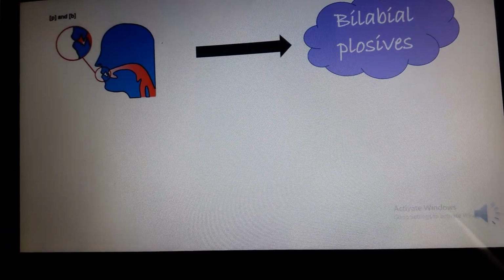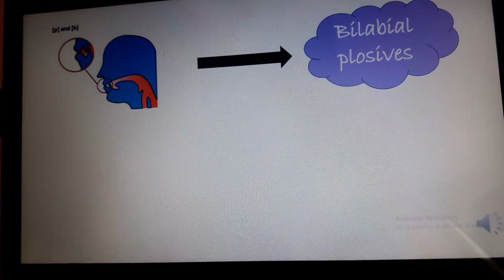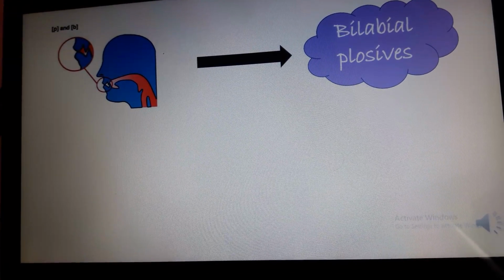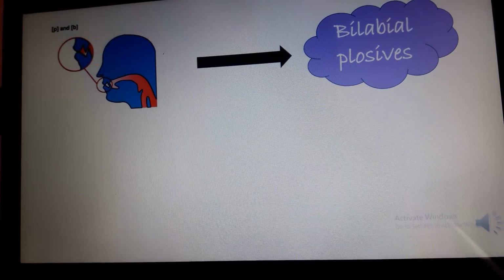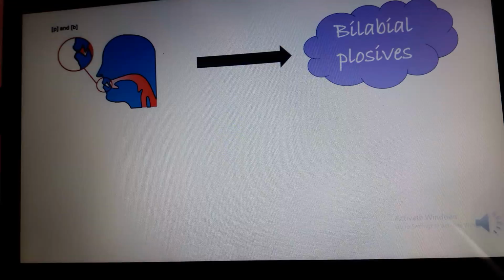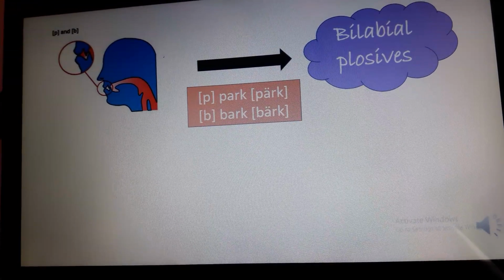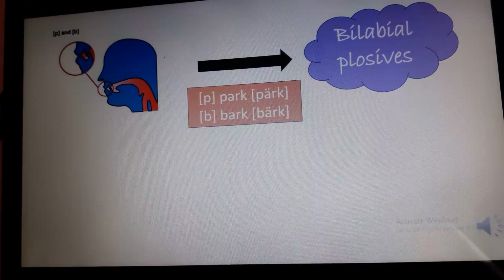Bilabial plosives, and the consonants are P and B, are produced with both lips pressed together, and the active articulator is the lower lip, and the passive articulator is the upper lip. For the example of consonant P is part, and the example of consonant B is bar.